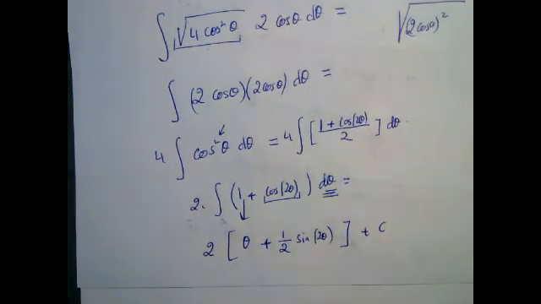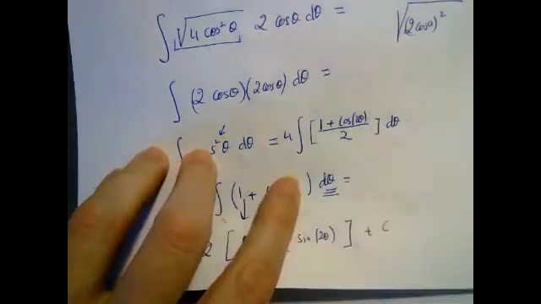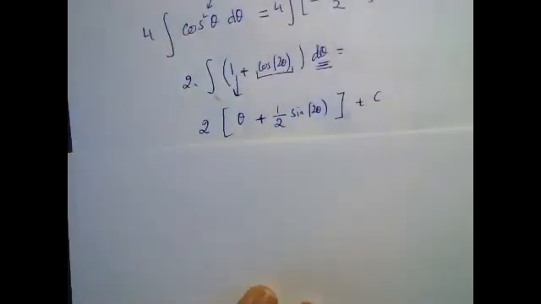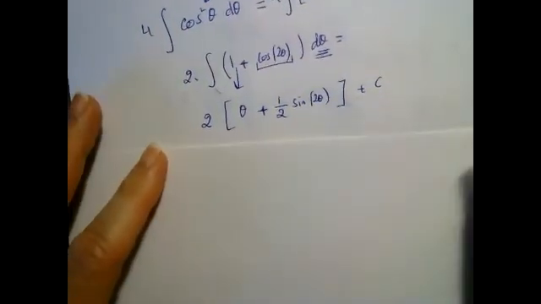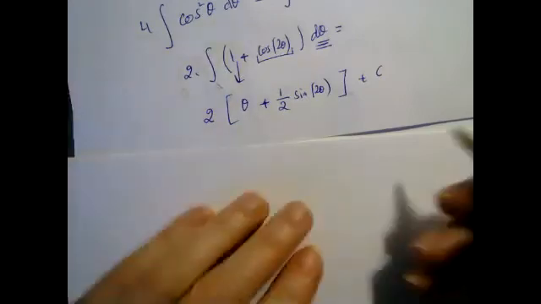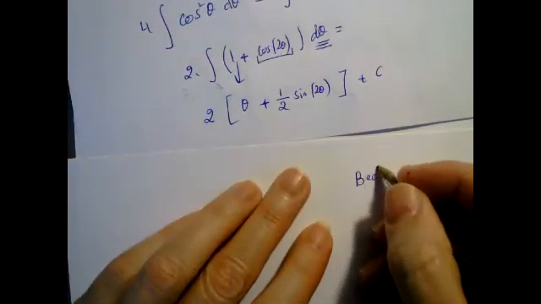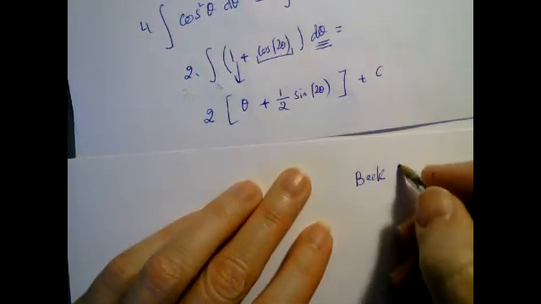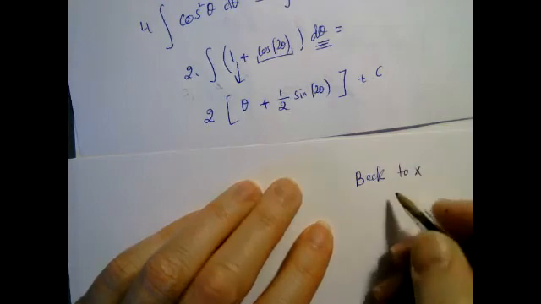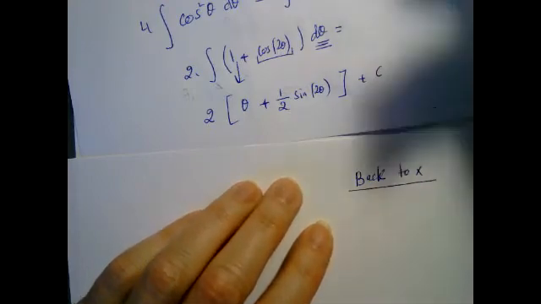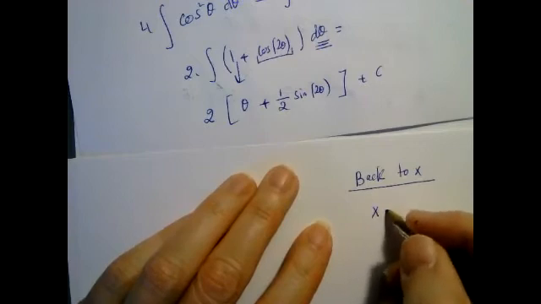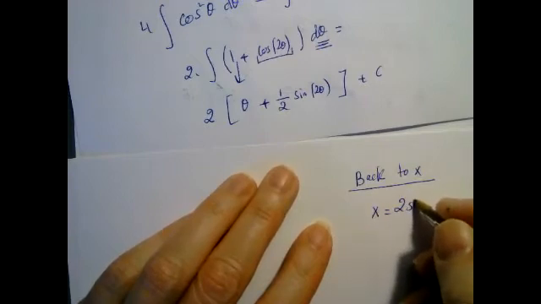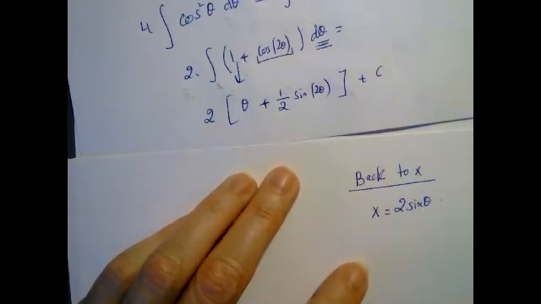And now I have to go back to x. So we pick up another sheet of paper and go back to x. To go back to x, I have to go back to initially the relationship that existed between theta and x. So initially, that's my relationship: x is 2 sine theta.